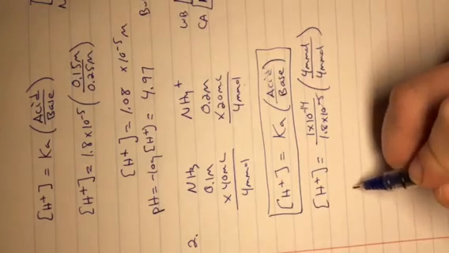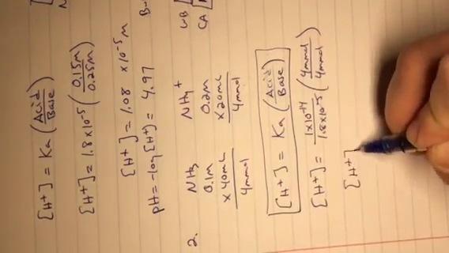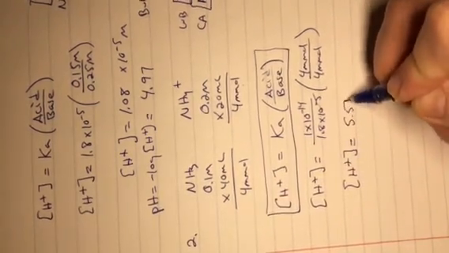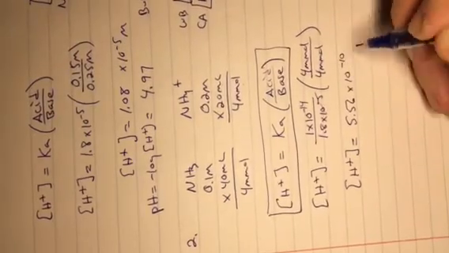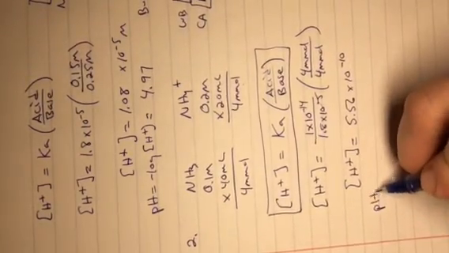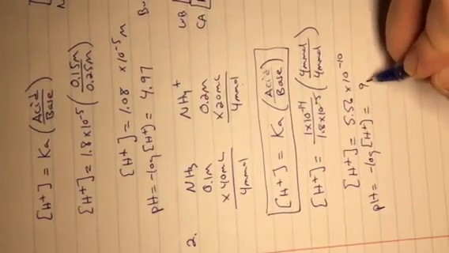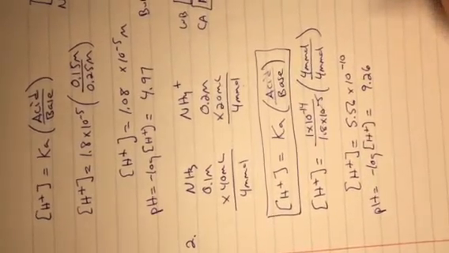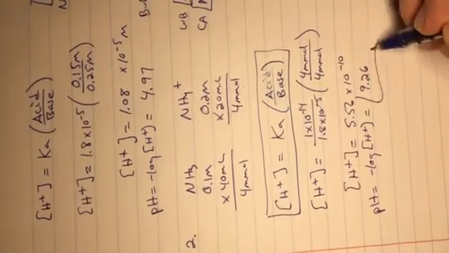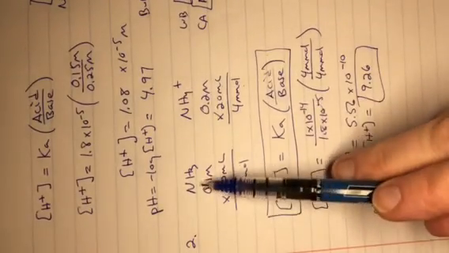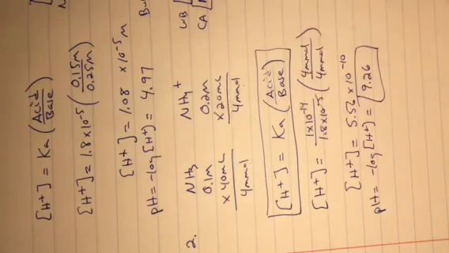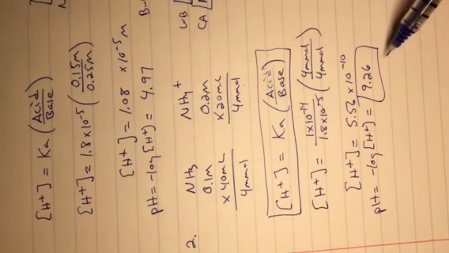So this ends up being a hydrogen concentration equal to 5.56 times 10 to the negative 10th. And to get the pH, we just take the negative log of the hydrogen concentration. So we get a pH of 9.26. And you always want to go back and see if that makes sense. You mixed a weak base with its conjugate acid, so it makes sense that the pH is greater than 7.